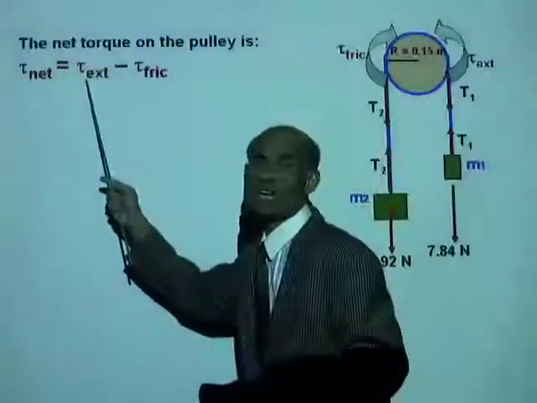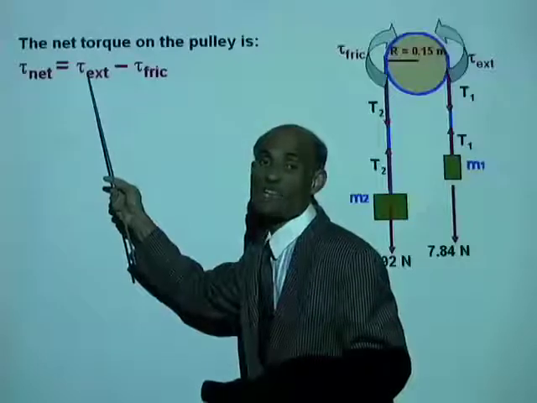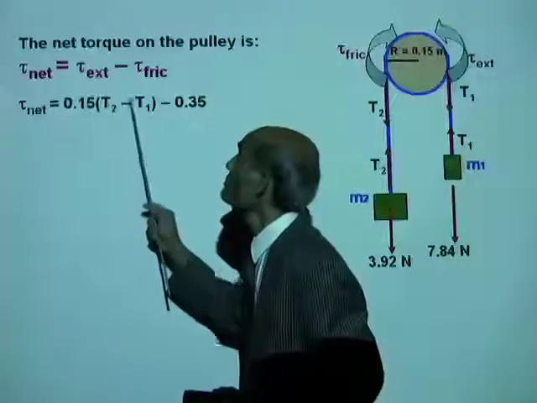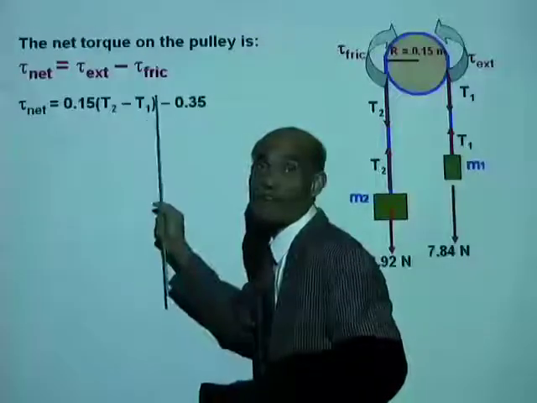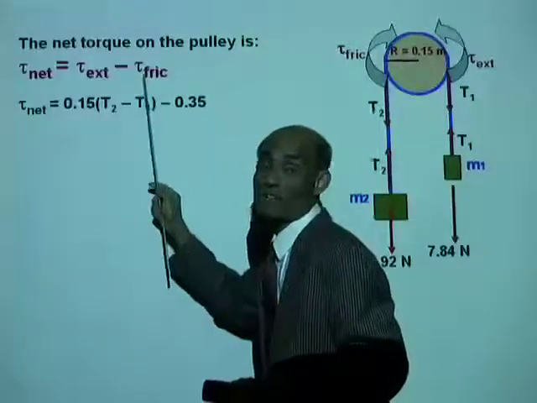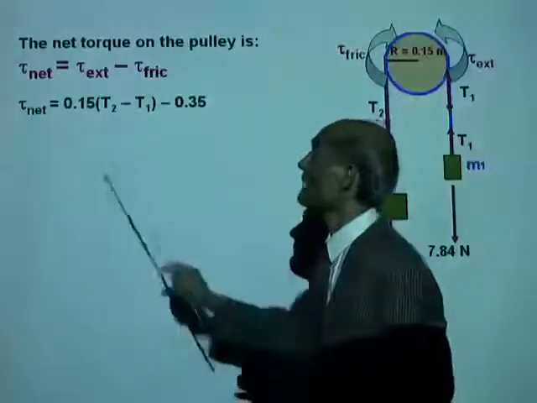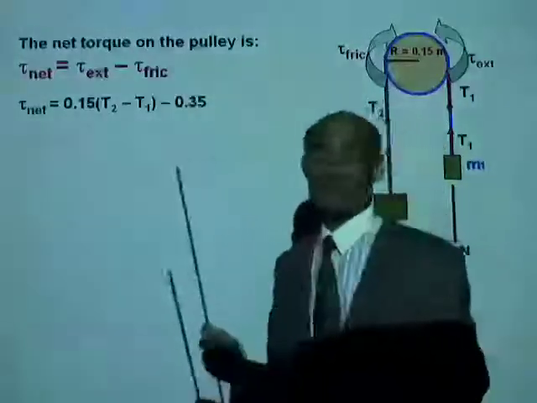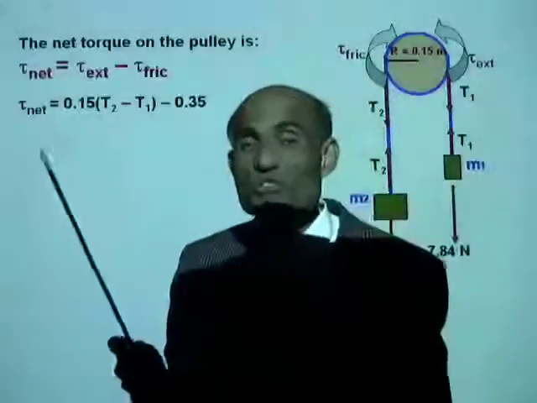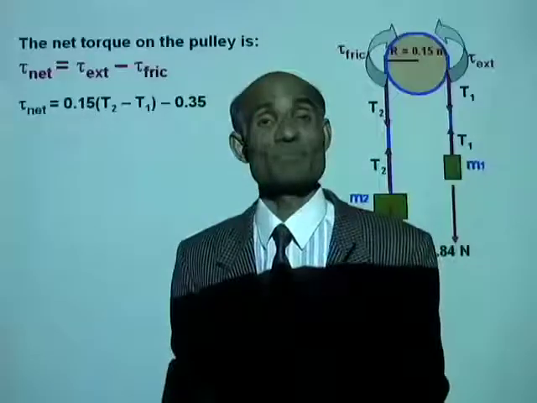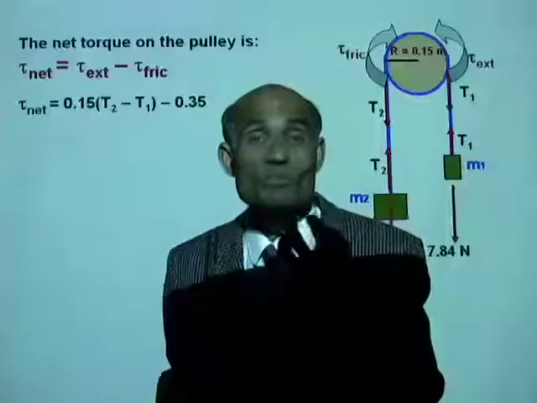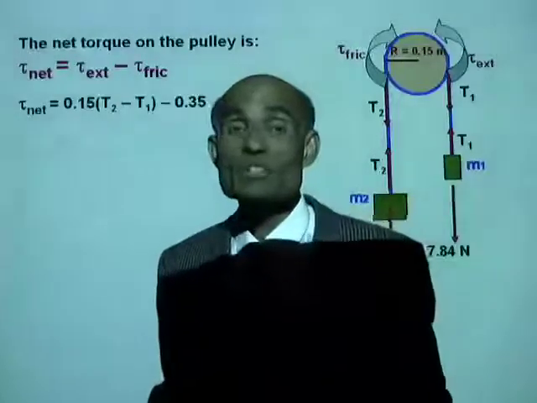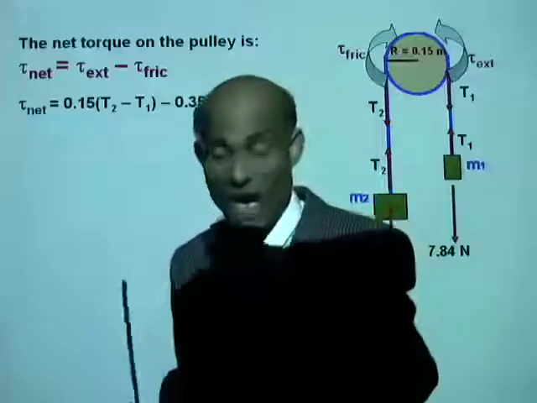Alright, tell me what did we get as the external torque? It is T2 minus T1 times 0.15. So T2 minus T1 times 0.15 is the external torque, minus the frictional torque, which is 0.35. So this is the net torque on the pulley. And now you tell me, what does the net torque do on the pulley? The net torque will produce an angular acceleration on the pulley, given by the equation tau net equal to I alpha.